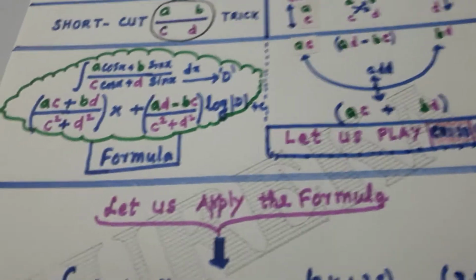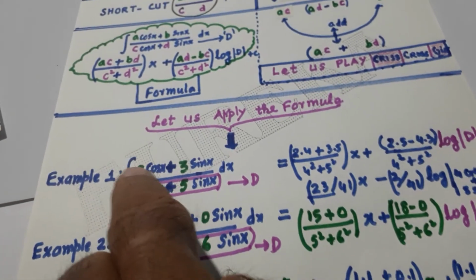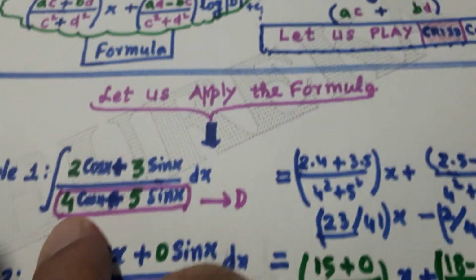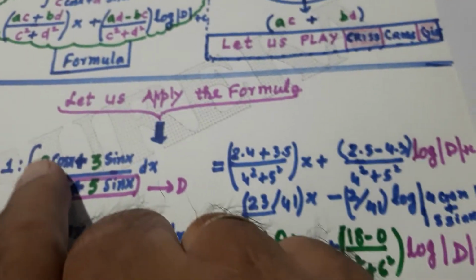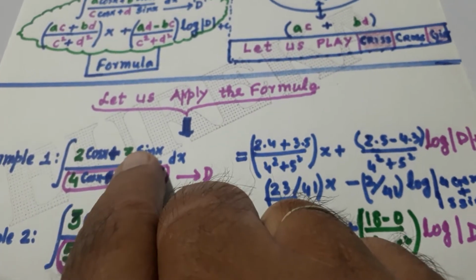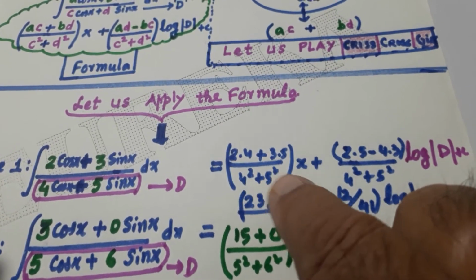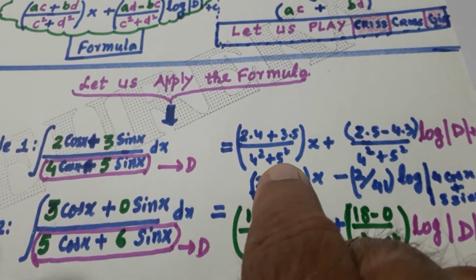So, as per the formula, AC is 2 into 4. Multiply it like this, 2 into 4. Then 3 into 5. Add it. It has become AC plus BD. Now, the square of 4 and the square of 5. Look here at what I have done. Firstly, we multiply 2 with 4, then multiply 3 with 5. Then you have to write C square plus D square. C is 4 and D is 5, so 4 square plus 5 square.